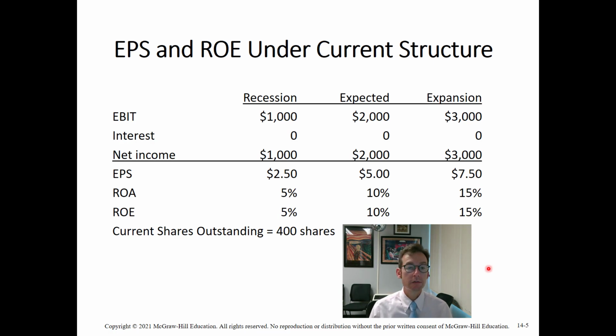Since there is no leverage in our capital structure at all, the ROE is going to be exactly the same as ROA. This is because total assets equals total equity plus total debt. And total debt here is 0, so total assets must equal total equity.